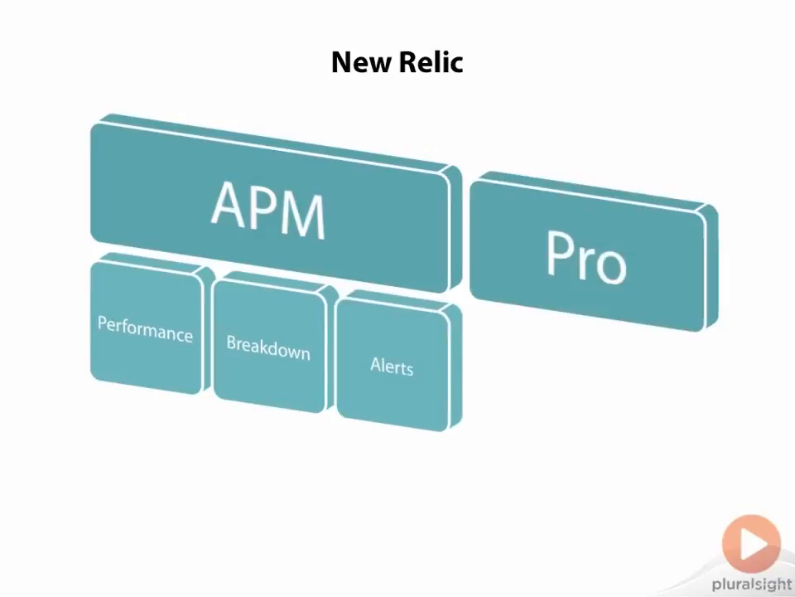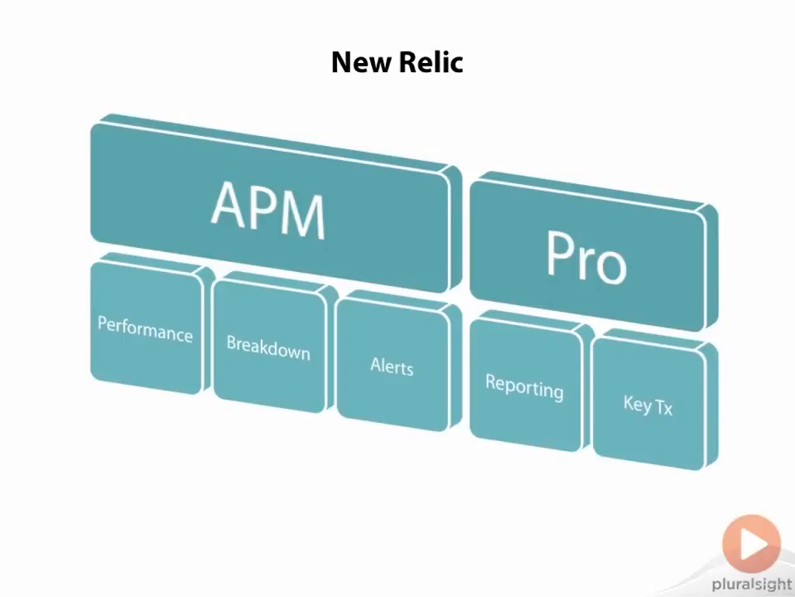With the Pro upgrade, you get additional reporting, so you can see views over periods up to 3 months, customize your dashboards, and check on SLAs so you can quantify the service level agreement that you have with your clients. You can also set up key transactions so you can focus your dashboards and monitoring on the most important features of your API.